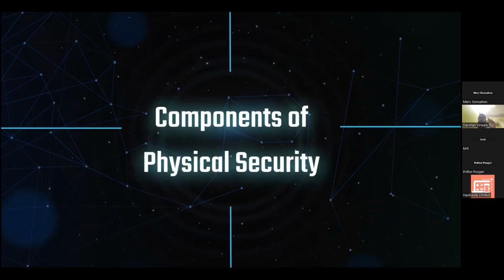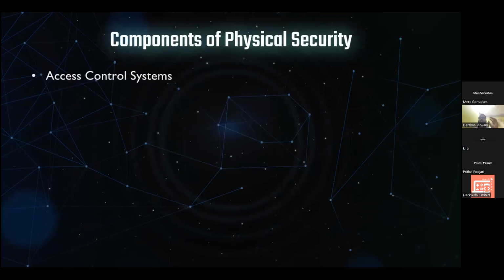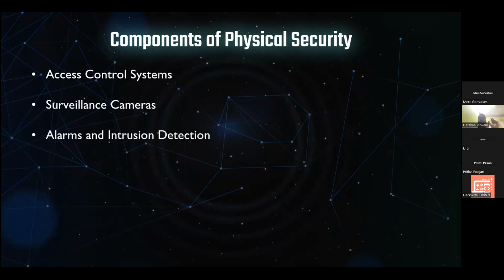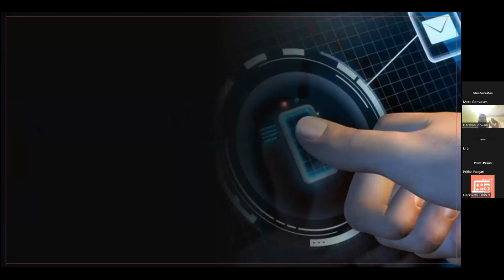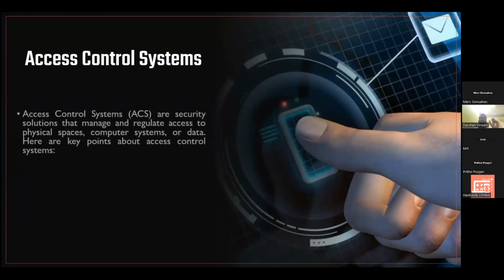So what are the components of physical security? We will see. The first component is the access control system. We will be seeing all these things. Next are surveillance cameras, which are very common today, alarms and intrusion detection, and secure facility design. So, starting with the access control system.